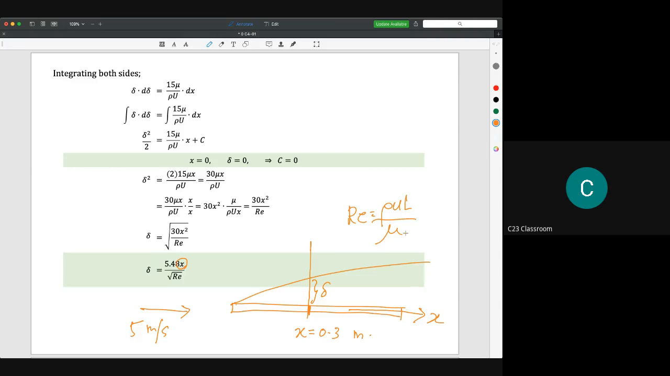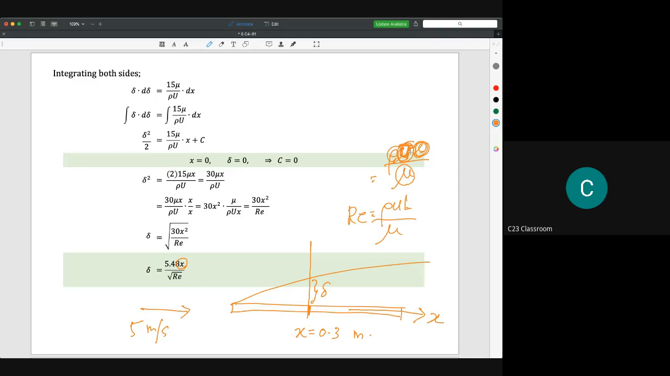In this situation, we don't use d, we will use the L, and the L here can be written as rho U x over mu. So you substitute the x here with 0.3, and then you need to know the density and the dynamic viscosity of your fluid. And then you substitute U here. Okay, this is the capital U actually. You need to substitute the U here with 5 meters per second.